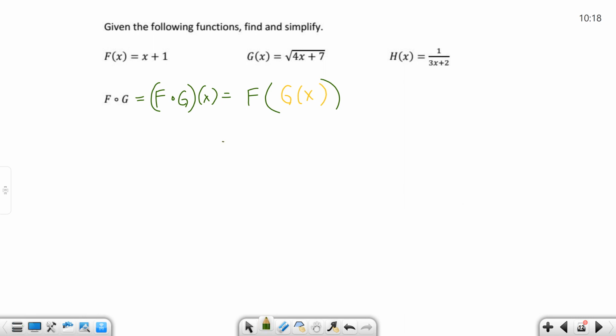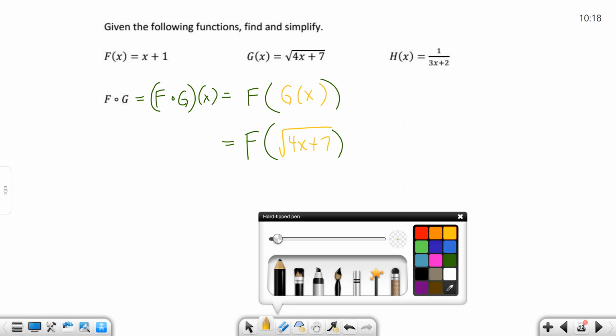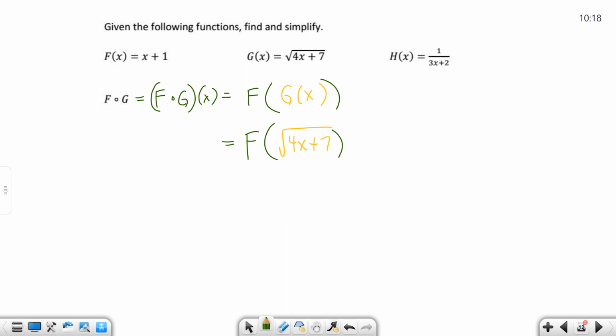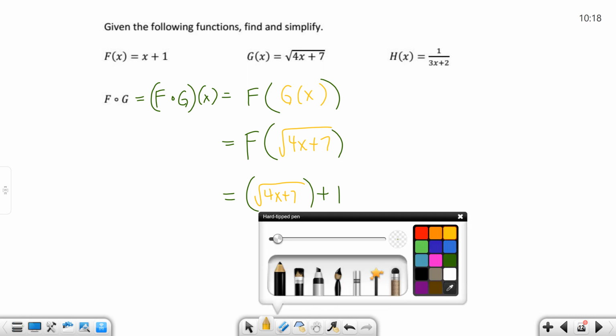So this is going to be capital F of, what is G of x? I'm going to go ahead and replace it here. It's the square root of 4x plus 7. And the rule for capital F is what? The rule for capital F is this, x plus 1, whatever you have plus 1. So the rule is something plus 1. What is the something? It's the square root of 4x plus 7. And you can't do anything with that. There's nothing out front to distribute, so the parentheses there is a little overkill, unnecessary.